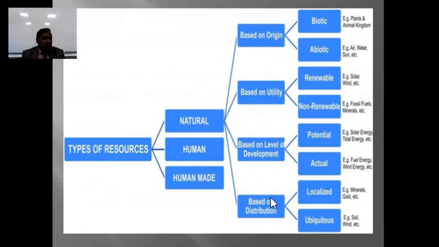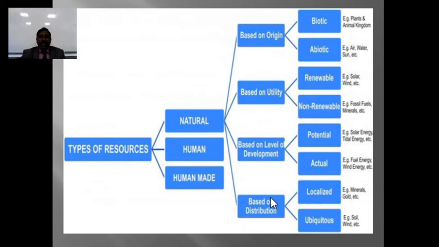Abiotic resources are non-living, while biotic resources are living. Examples for biotic resources: plants, animal kingdoms. Abiotic: air, water. So all living things come under biotic, and all non-living things which are important and essential for us are classified under abiotic resources.